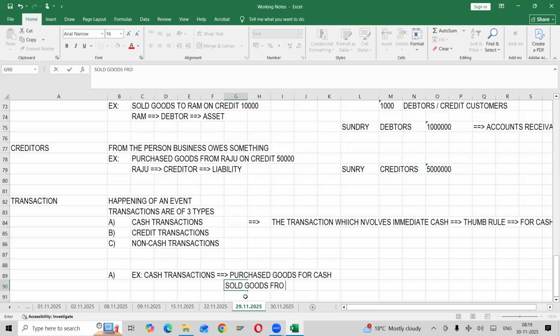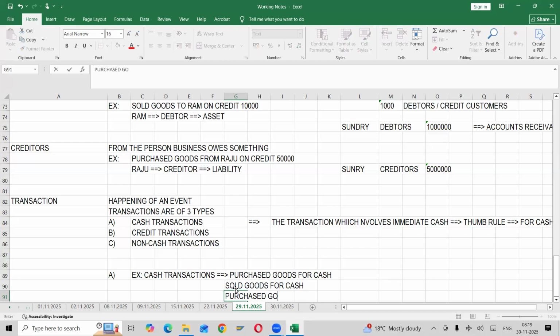Sold goods for cash. We are selling goods. Who sold this? Purchased in the sense we purchased; sold in the sense, who sold? We sold the goods on cash basis. So we have taken cash and we have given the goods. So what kind of transaction is this? Cash transaction. Simple. Next one.